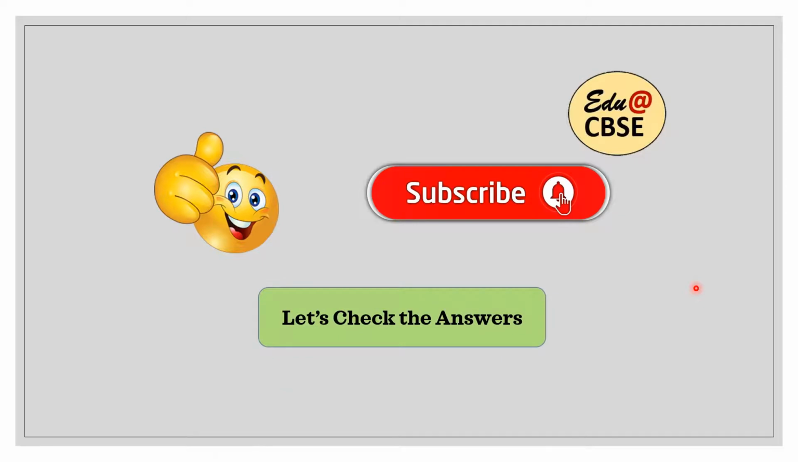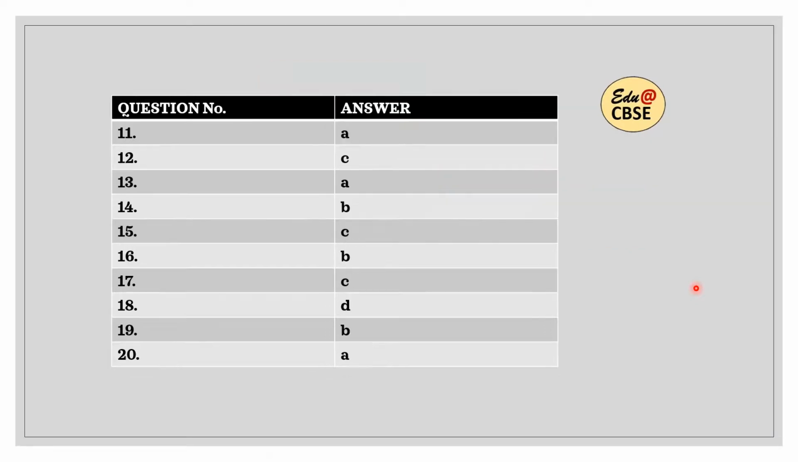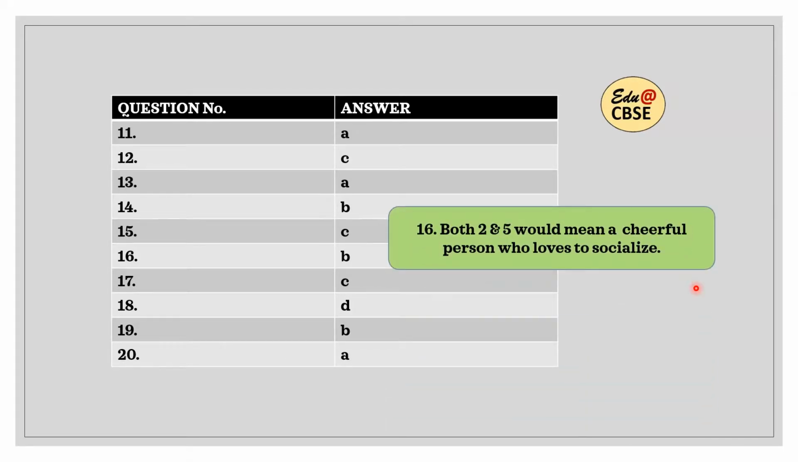Now let's check the answers. So first 10 answers. You can pause here and check them. Now, bewildered. Question number 4, bewildered means confused. So accordingly, you have to pick the answer. These are from 11 to 20th. Now, 16th, both 2 and 5 would mean a cheerful person who loves to socialize. So therefore, your answer is B.